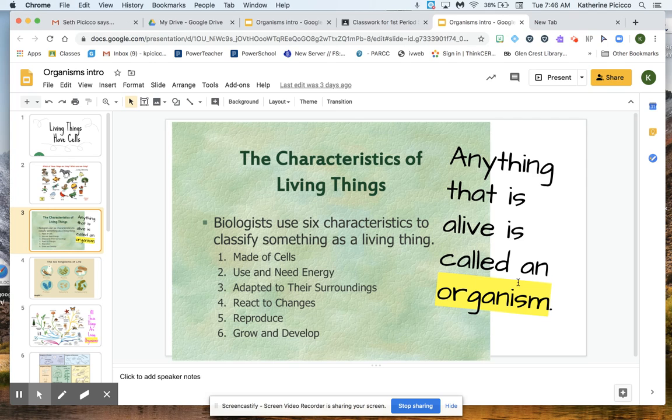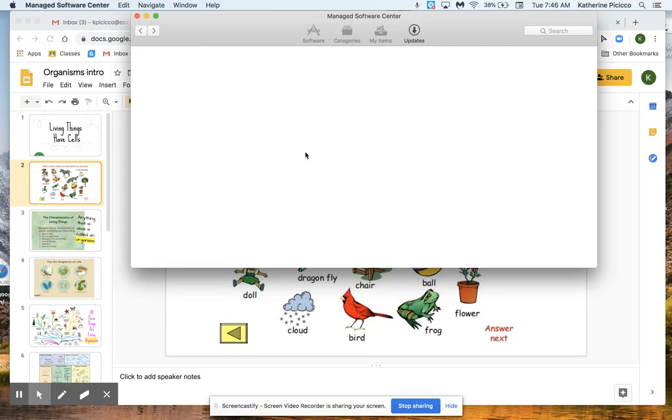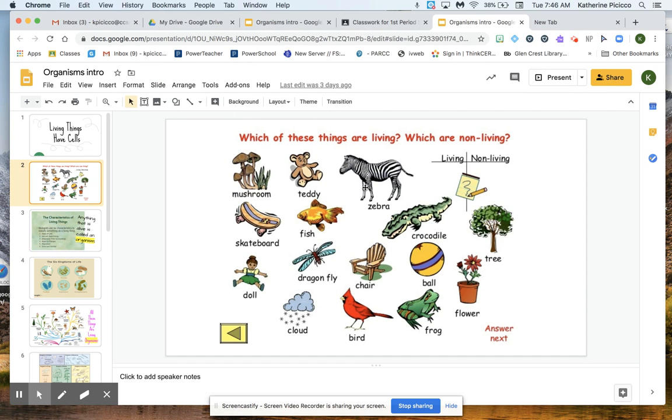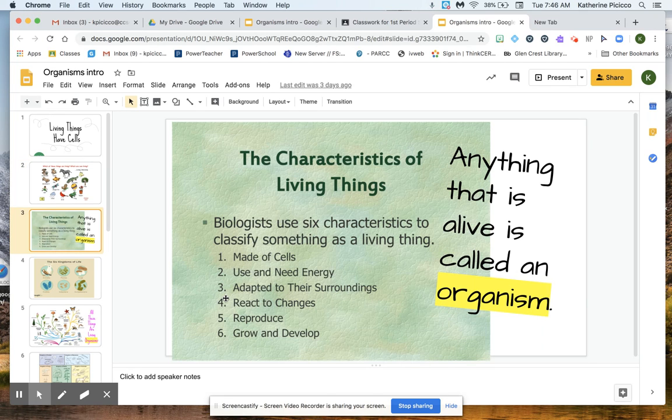And an important word to remember for today is that anything that is alive is called an organism. So when we go back to these slides here, these things, the zebra, the crocodile, the frog, the flower, those are all living organisms. That's what something that's alive is. We would not say the cloud or the doll, unless you're watching a creepy horror movie. They are not alive. They do not have the characteristics of being an organism.